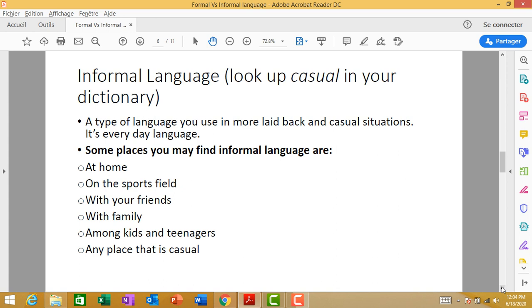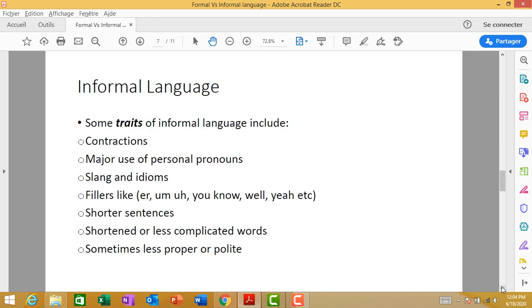Some places where you may identify this type of language are at home, on the sports field, with your friends, with family, among kids and teenagers, at any place that is casual. You can try to think about some more places where you will find people using informal language. This is kind of the everyday life.